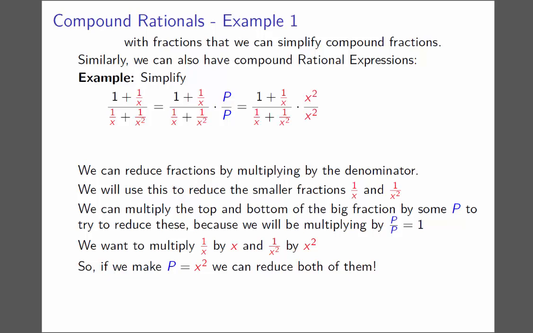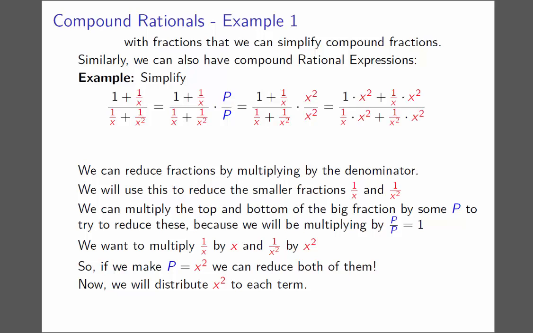That is, we can multiply (1 + 1/x) over (1/x + 1/x²) by x² over x². Now distributing the x² to each term, we have 1 times x² plus 1/x times x², over 1/x times x² plus 1/x² times x².